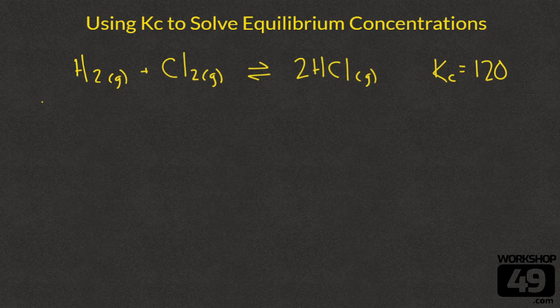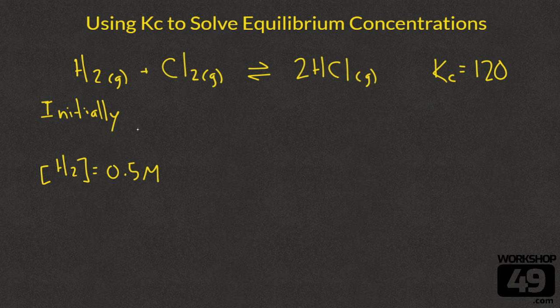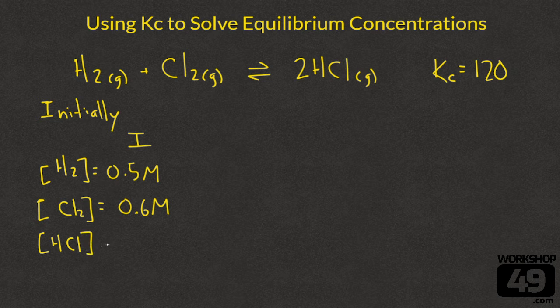In previous videos, we solved for Kc, but this time, instead of being given the concentrations at equilibrium, we're going to be given the initial concentrations. So our H2 is going to be 0.5 molar initially, and our Cl2 is going to be 0.6 molar, and our HCl, we're not going to put anything in that at all.